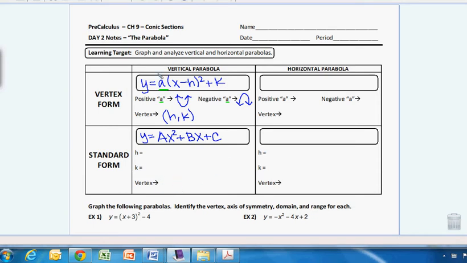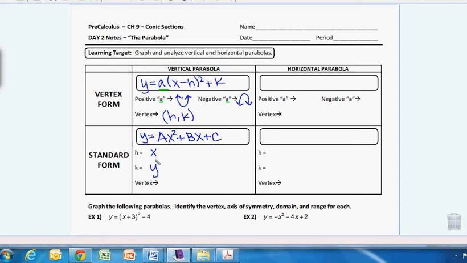Okay, so when we're looking at our vertical parabola, which is what we've worked with before, this is our vertex form, and anytime we have vertex form, right away we're able to find our vertex because this is our h value and this is our k value. Okay, if we have standard form, this is where our h is also known as our x value, and this is where our k is also known as our y value.